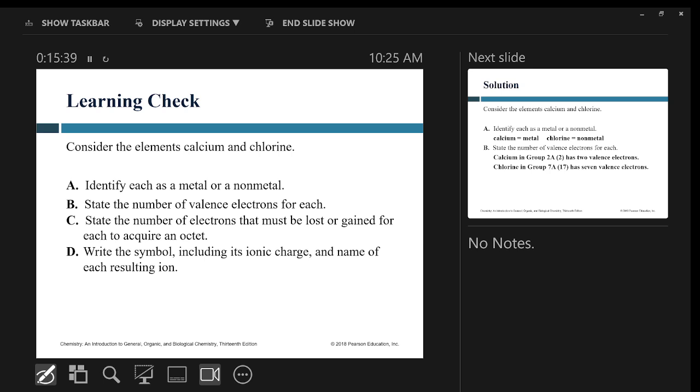Okay, so let's consider the elements calcium and chlorine. Let's identify each as a metal or non-metal. Which one's the metal? Calcium, you got. Which one's the non-metal? Yep, you got. And I heard some people already get into the chloride part, which is correct. We are going to end up doing that. So state the number of valence electrons for each of those. So chlorine has 7. You got it. Calcium has 2. Yep, you got it.